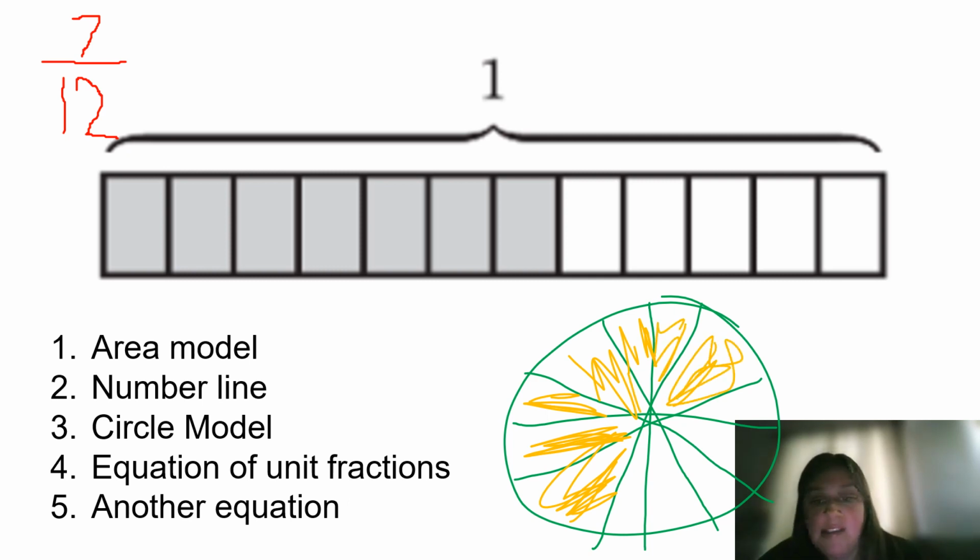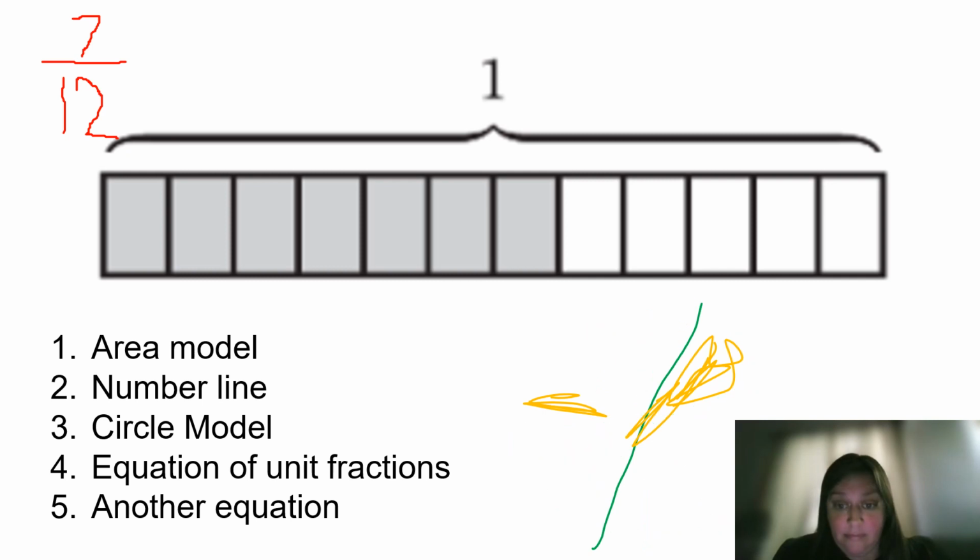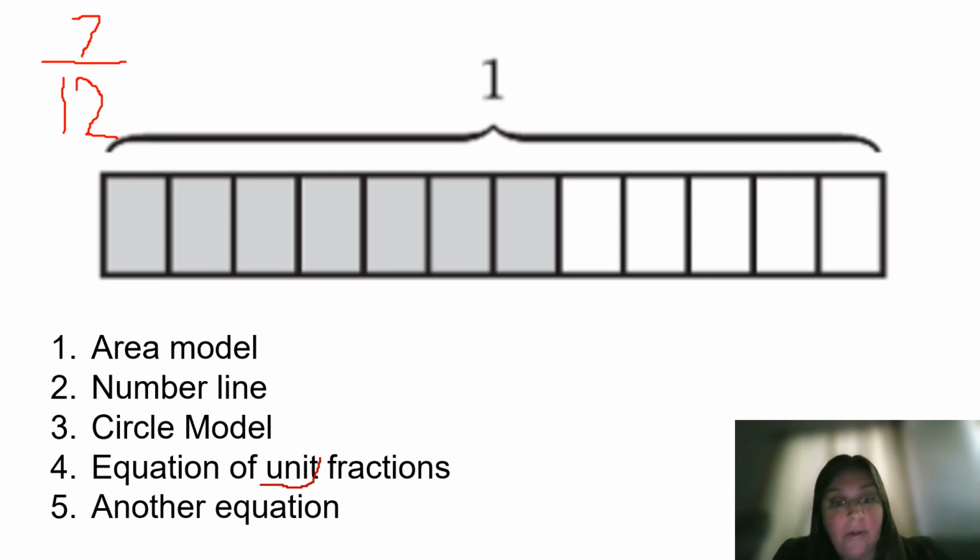Okay. There are 7 twelfths that are filled in. We just represented that using a circle model. The next thing we're going to do is make sure we can write an equation of unit fractions. So go ahead and erase your model. And now we're going to make an equation, and I'm going to name it: unit fraction.